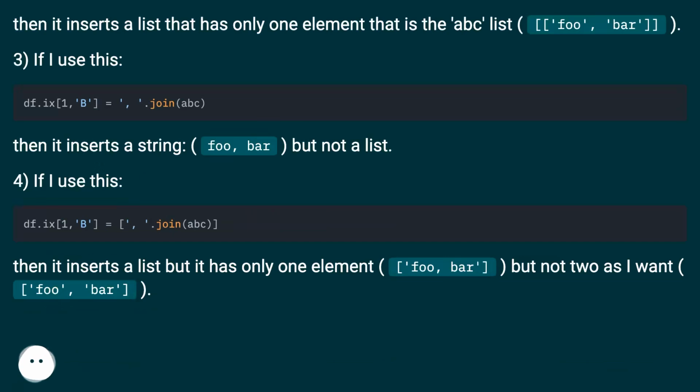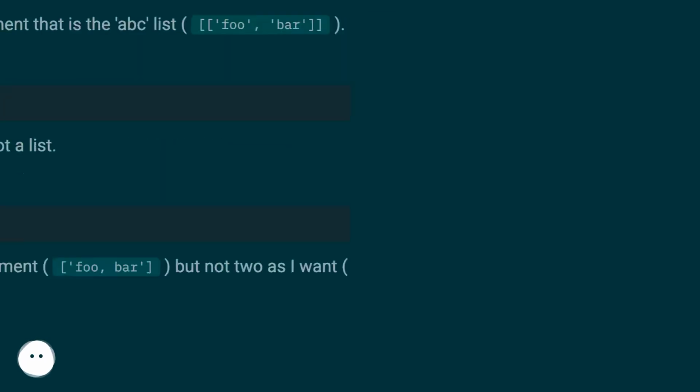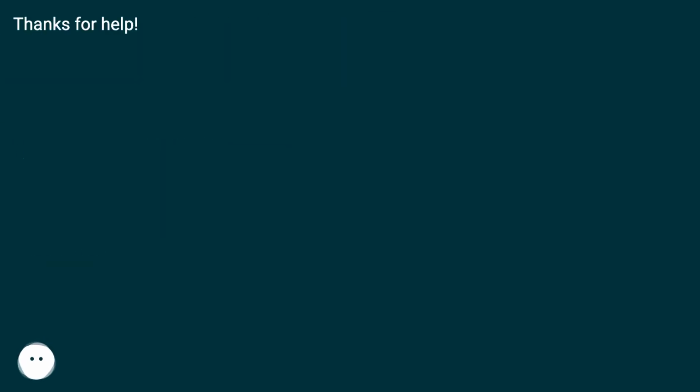3. If I use this, then it inserts a string foo bar but not a list. 4. If I use this, then it inserts a list but it has only one element foo bar but not two as I want, foo bar. Thanks for help.